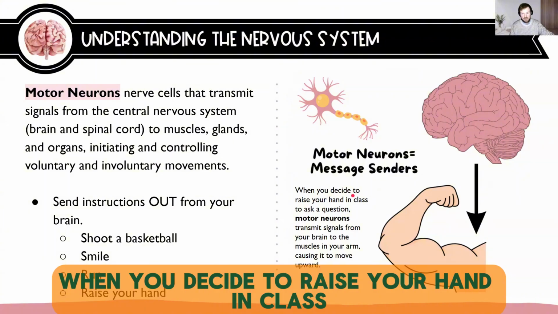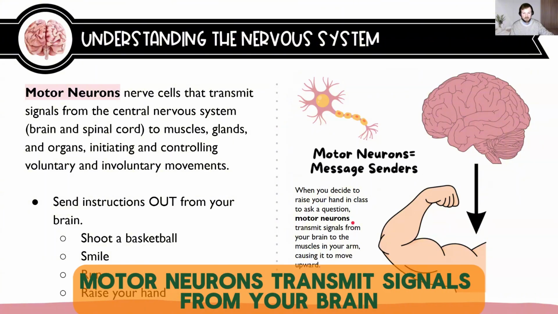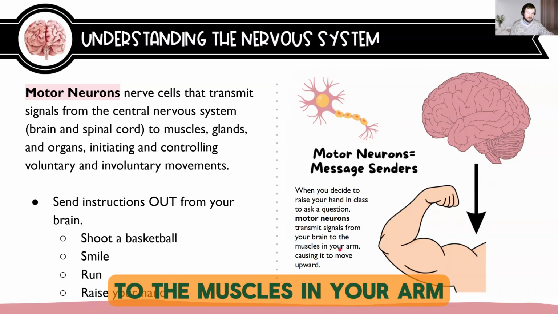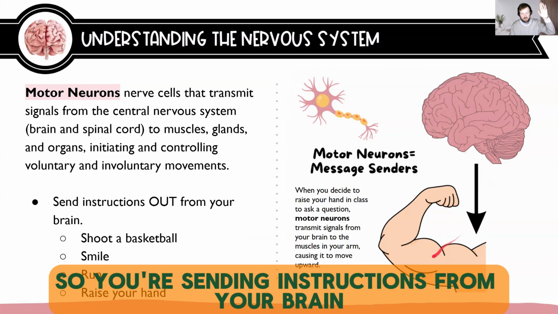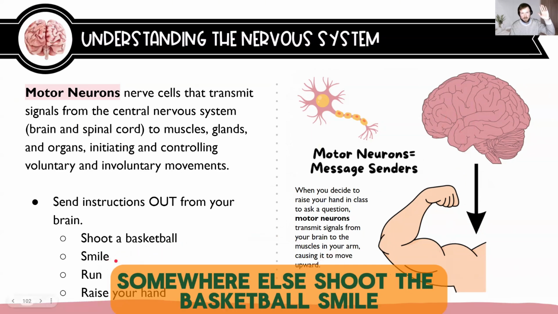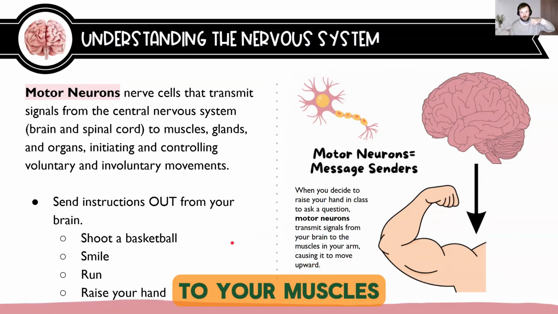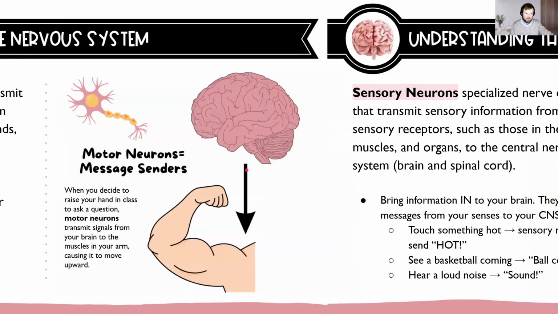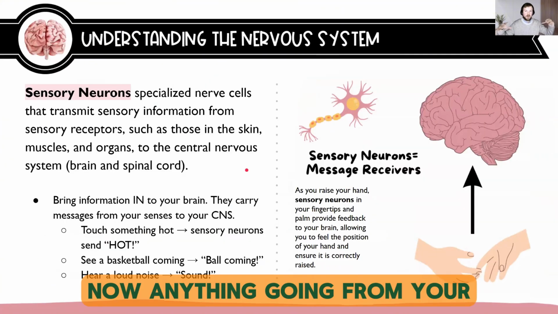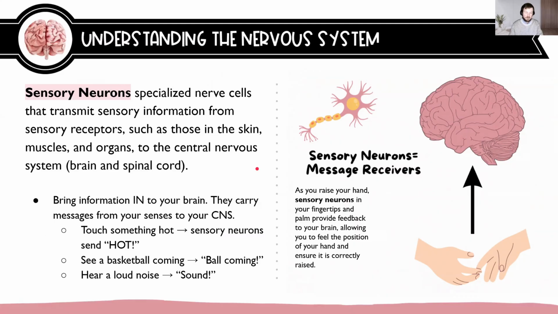When you decide to raise your hand in class to ask a question, which I don't think anybody does, motor neurons transmit signals from your brain to the muscles in your arm, causing it to move upward and raise your hand. So you're sending instructions from your brain somewhere else: shoot the basketball, smile, run, raise your hand. Anything that's happening from your brain to your muscles, motor neuron. Now, anything going from your peripheral nervous system to your brain, sensory neurons.